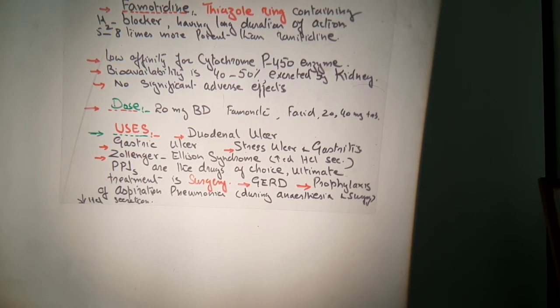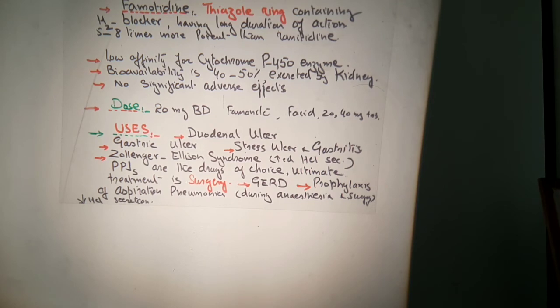Now, proton pump inhibitors are the drug of choice in this case. What do you mean by proton pump inhibitors? Proton pump inhibitors are those drugs which inhibit the secretion of hydrogen ions. That's why they are known as proton pump inhibitors. They are the drugs of choice in Zollinger-Ellison syndrome. The ultimate treatment is surgery, if this ulcer is not cured by these medicines.